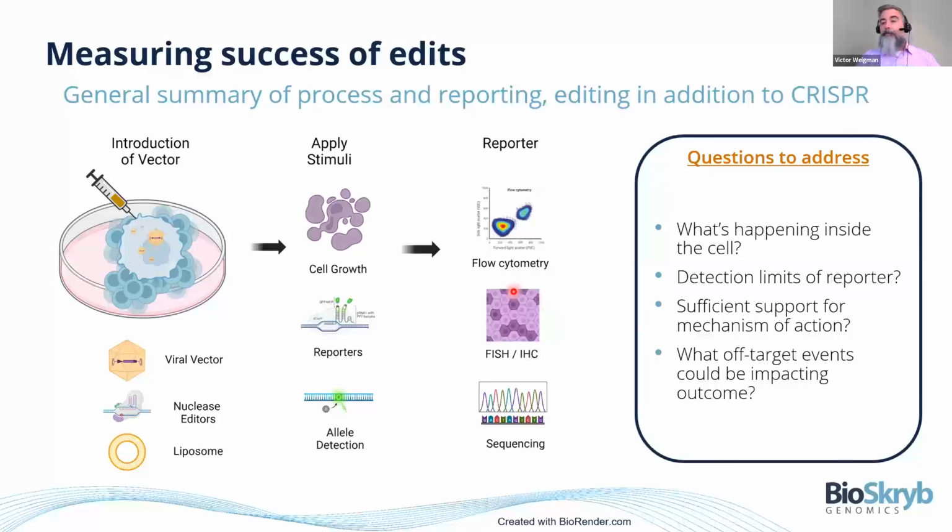These reporters are incredibly important because they let you know currently how this works. But what these things don't tell you is what's happening inside the cell molecularly, to the genome or to the transcriptome, to anything. What's the comprehensive view of this? Does your reporter have limited detection? Is stuff happening, but you're not able to see it? Do you have sufficient evidence with this paradigm to support your mechanism of action? And also, as the title of the presentation suggests, what off-target events are really impacting these phenotypic outcomes?